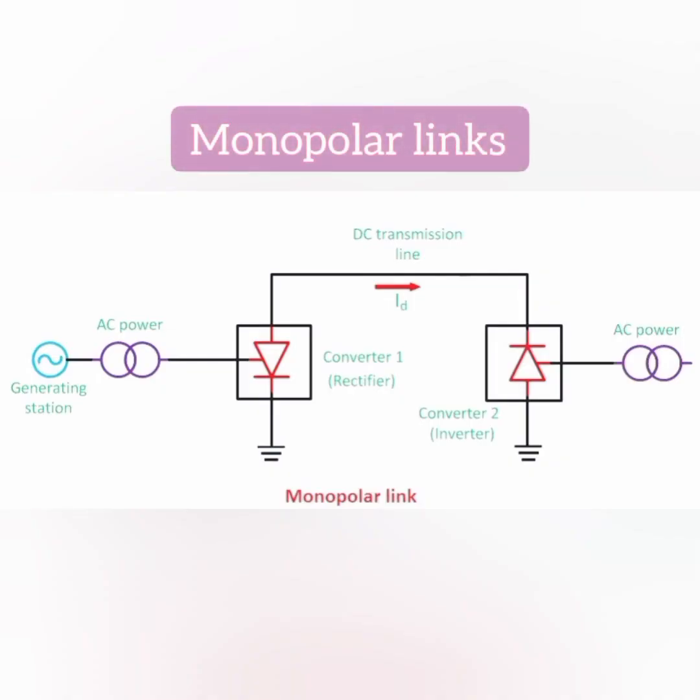So this is the basic structural diagram of the monopole link. Here we have a generating station, then AC power goes to the converter transformer, which is used for supplying the power to the converters. Converter station 1 is at one end and converter station 2 is at the other end. Converter station 1 converts AC to DC, then converter station 2 converts DC to AC.